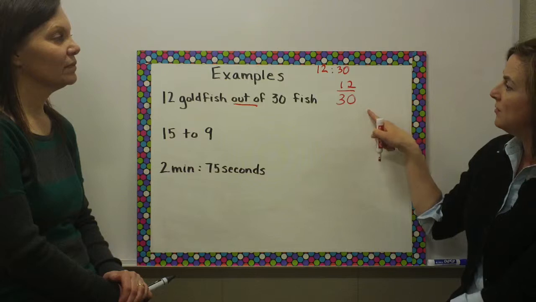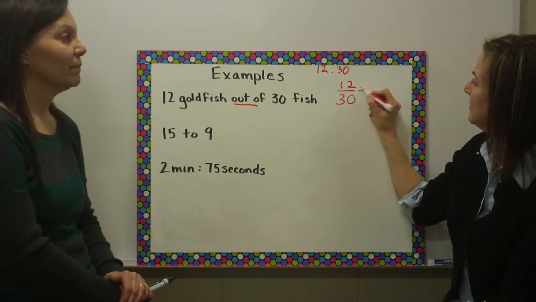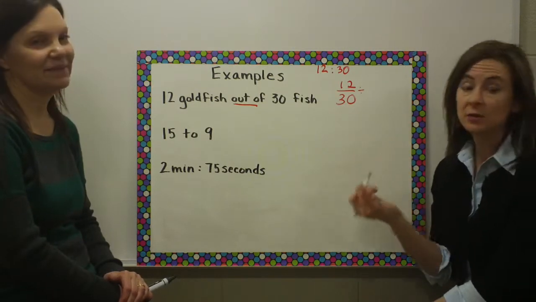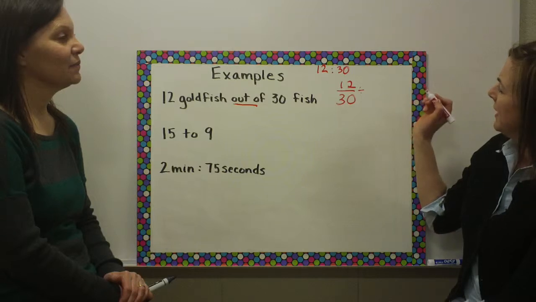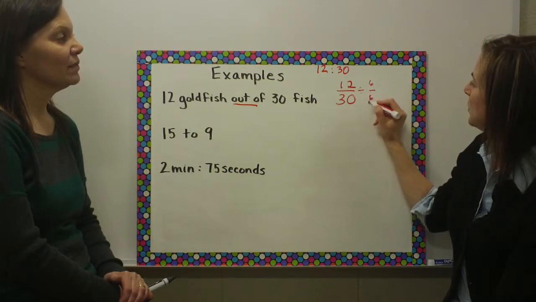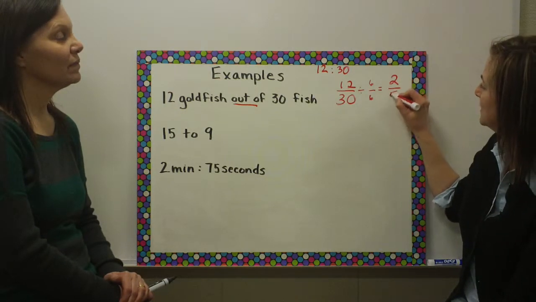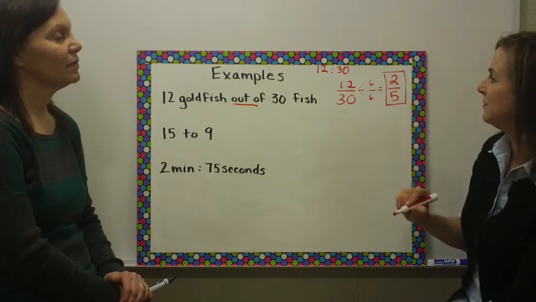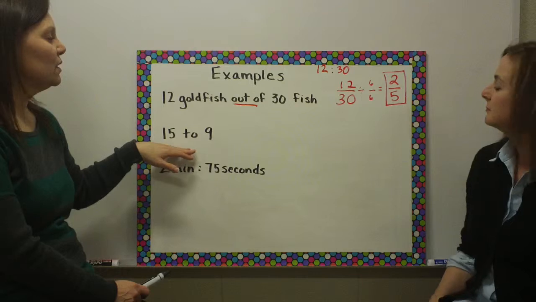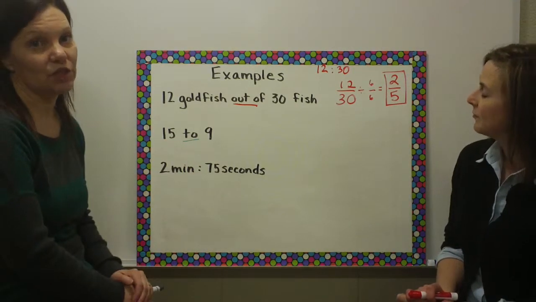Because I have 12 out of 30, I can divide by a common factor. Now we always say, if you can't think of anything, if they're both even, start with 2. But I happen to know that 6 would go into both of these. So I'm going to divide each by 6, which is going to give me 2 to 5, or 2 out of 5. In the next example, I have 15 to 9. Here we have one of our phrases again. Let us know we have a ratio.